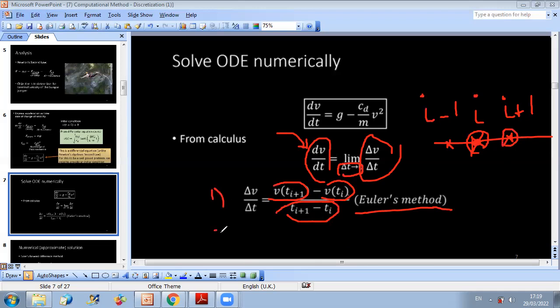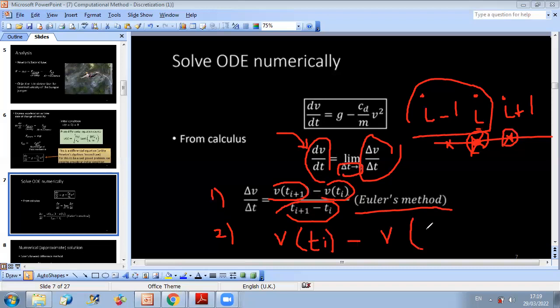You can say, no, let me take i. This is called the forward method. We'll see why it's called the forward method. You have also the backward method, which will use i and the point just before it. So you can write delta V over delta T as V at Ti minus V at Ti minus 1, over Ti minus Ti minus 1. This is also a possibility.